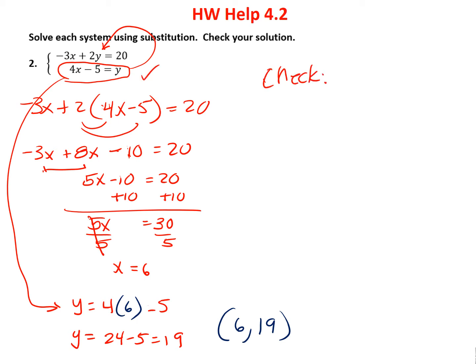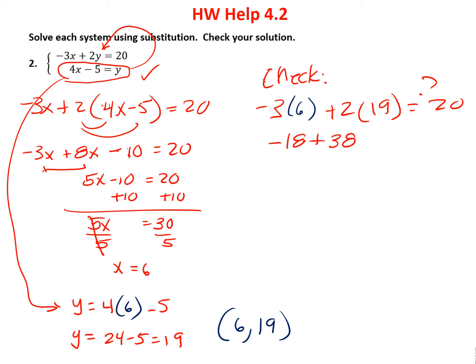So we use this equation, so let's check the other equation. Minus 3 times x, x is 6, plus 2 times y, and y is 19. Does that equal 20? Okay, so here we have minus 18 plus, this is going to be 38, and minus 18 plus 38 is indeed 20, and so I know my answer is correct. The answer then is 6, 19. X is 6, y is 19. Solves both of those equations, and therefore is a solution to this.